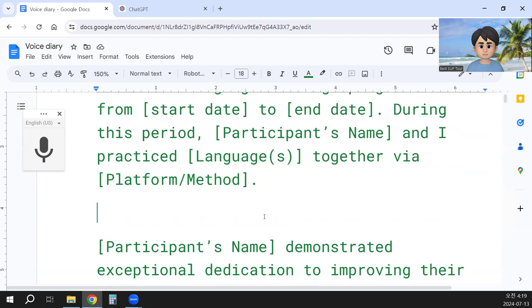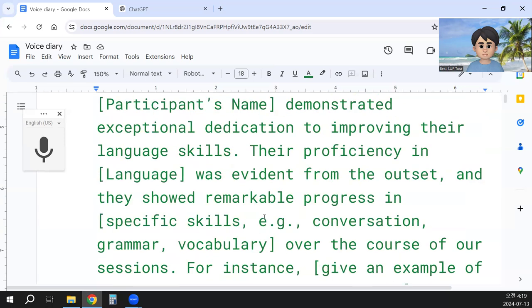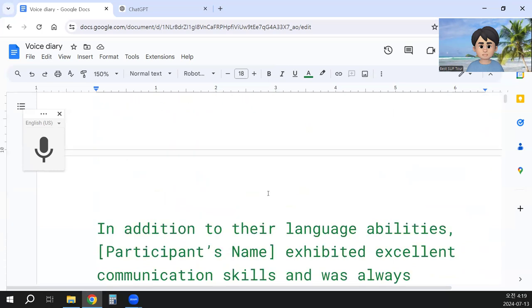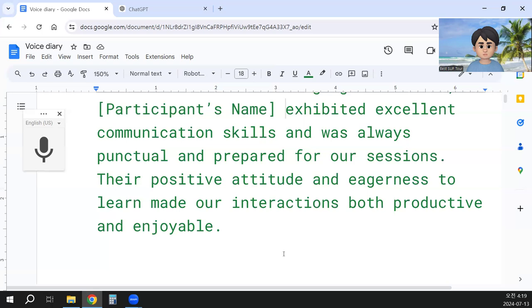Tim demonstrated exceptional dedication to improving their language skills. Their proficiency in languages was evident from the outset, and they showed remarkable progress in specific skills of conversation, grammar, and vocabulary. Over the course of our sessions, for instance, give an example of progress or a specific achievement. In addition to their language ability, the participant exhibited excellent communication skills and was always punctual and prepared for our session.